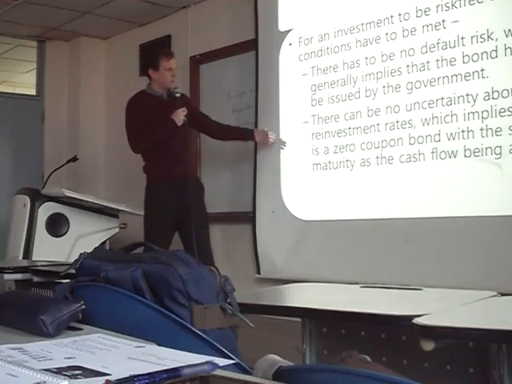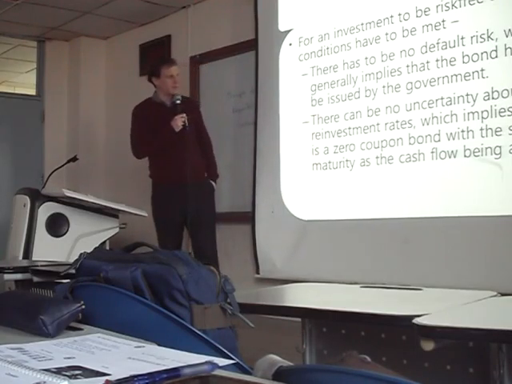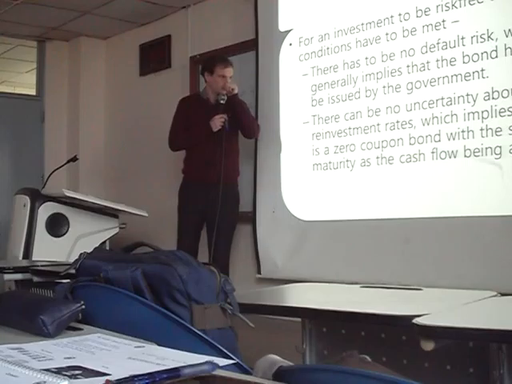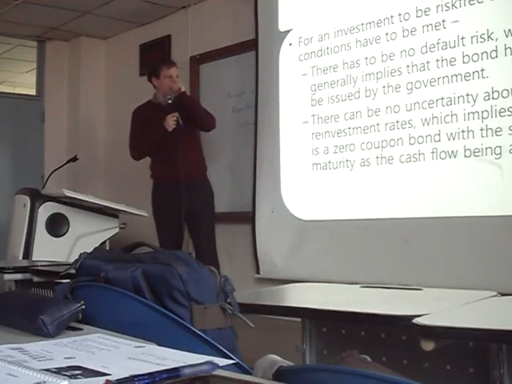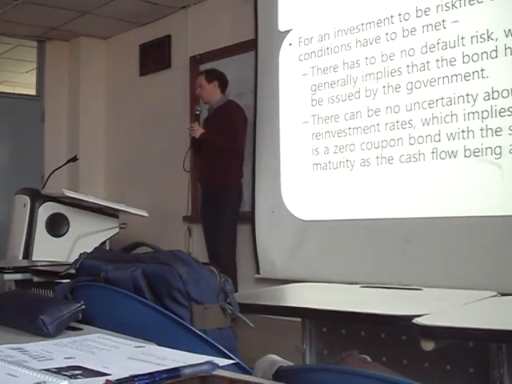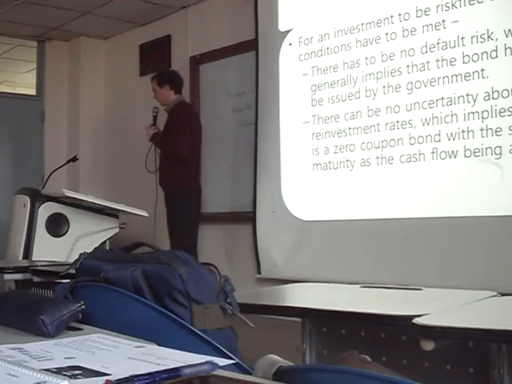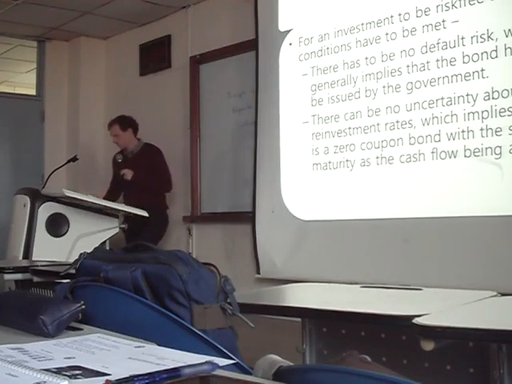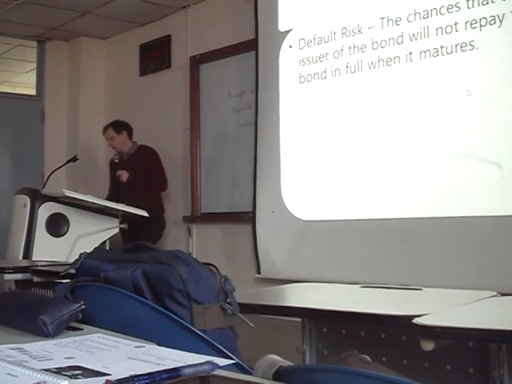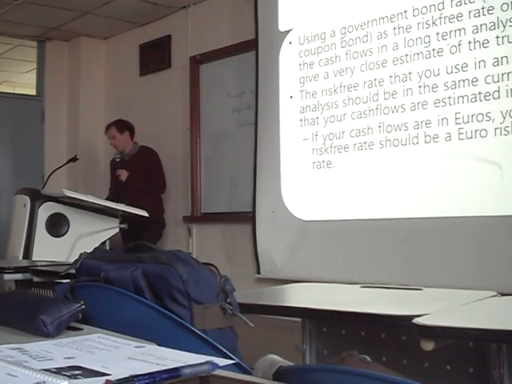So the second point is there should be no uncertainty about reinvestment rates. So it means that we are sure that we're going to get the interest payments. So default risk means, here the definition, the chance that the issuer of the bond will not repay the bond when it matures, or the loan.